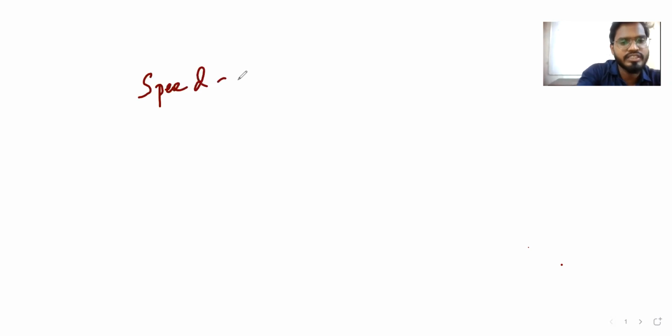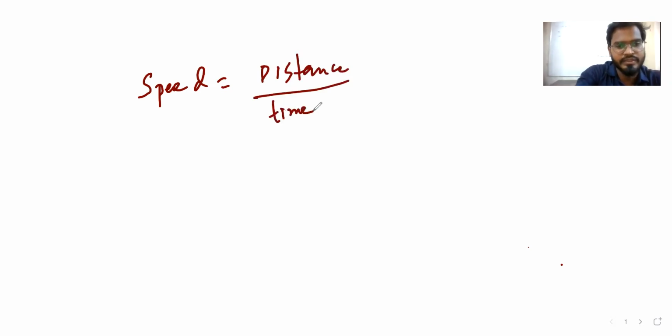So let's start with the formulas, a kind of revision of whatever we had done. First, we had done distance. Distance is the total path length covered by an object. Displacement is the shortest distance between the initial point and the final point. Then we had done speed. Speed is equal to distance by time.